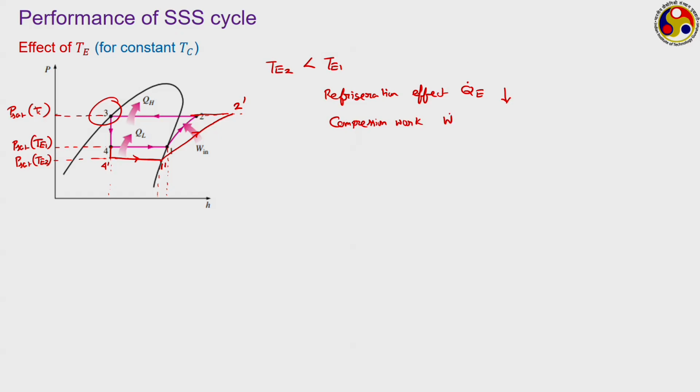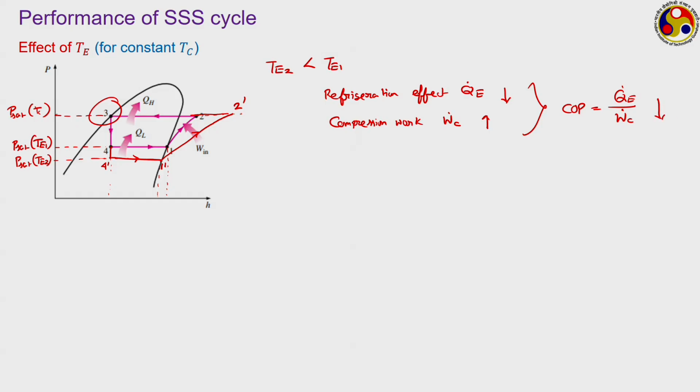Compression work, W dot C. Here we are going from a lower pressure level to a higher pressure level because the evaporator pressure has reduced while the final pressure, the condenser pressure, has remained the same. So this will increase, and the combination of these two being COP, which is nothing but Q dot E by W dot C, for a throttling related device, this will of course reduce.